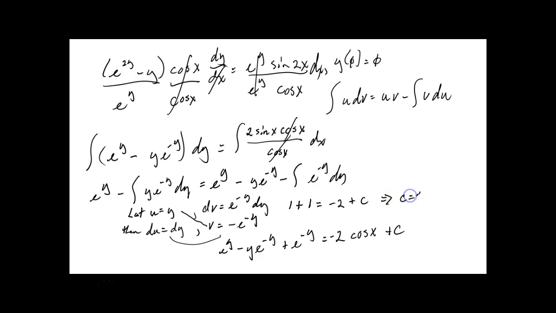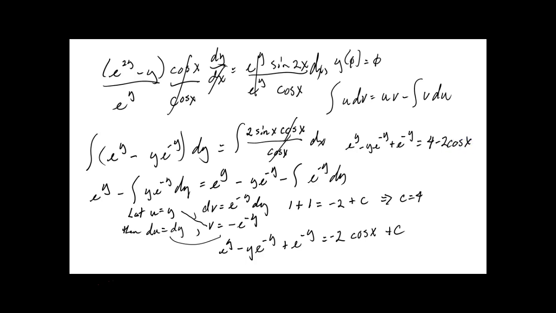Yeah, c is equal to 4. And all this math. All right. Now, don't let it trip you up. Now we go and put down what our final solution is: e to the y minus y e to the minus y plus e to the minus y is equal to, I'm going to put c in front, c times (4 minus 2 cosine x).